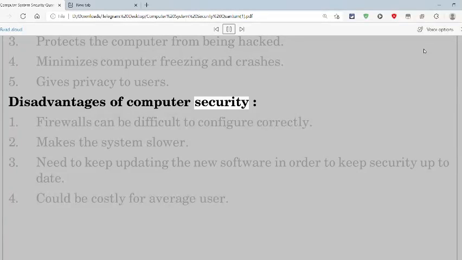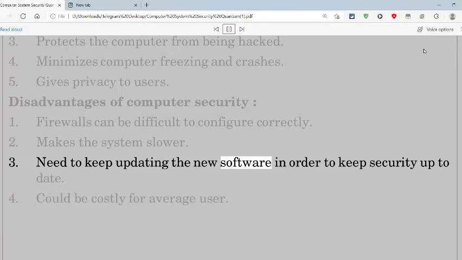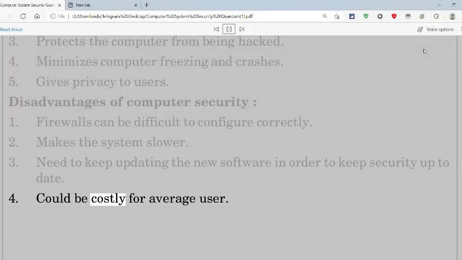Disadvantages of computer security. 1. Firewalls can be difficult to configure correctly. 2. Makes the system slower. 3. Need to keep updating the new software in order to keep security up to date. 4. Could be costly for average user.